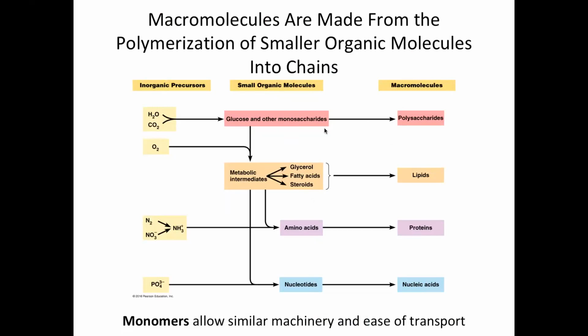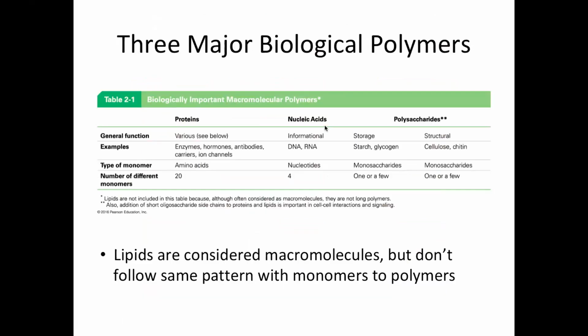But the benefit for all of them is that those smaller building blocks, those monomers, allow for similar machinery to be used. So we can make polysaccharides in different places using those same enzymes, for example, and there's ease of transport. It's much easier to move around small organic molecules than it is to move around a large macromolecule. And we have three major biological polymers: proteins, nucleic acids, and polysaccharides. Again, lipids are macromolecules, but they don't follow that same pattern of monomer to polymer.